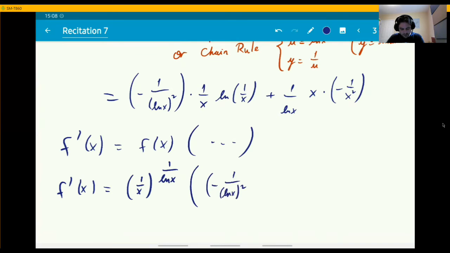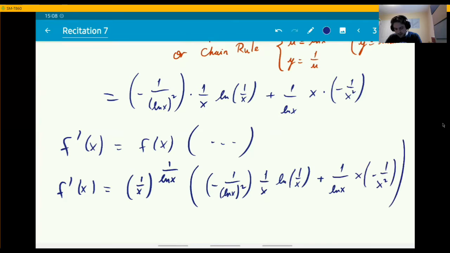So minus 1 over ln x squared times 1 over x times ln of 1 over x plus 1 over ln x times minus 1 over x squared. Now, if the question never asks you to simplify anything and you're not going to use this later for any purpose, then you should leave it like this. This is the final answer.